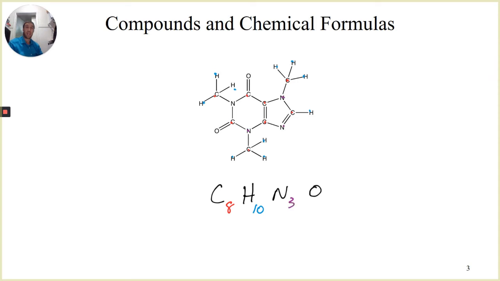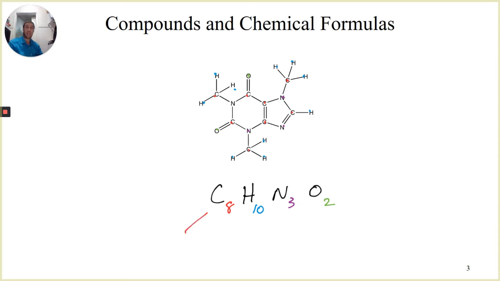And now our last one, our oxygen, 1, 2. And we would now have a chemical formula for caffeine. And we could use that in our calculations or in writing out our text. Okay, that can make life a little bit easier. So that's the point of a chemical formula.